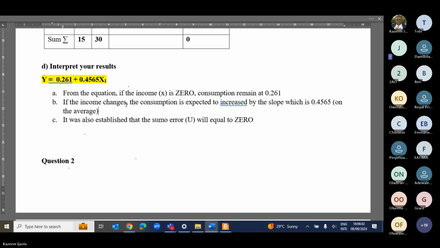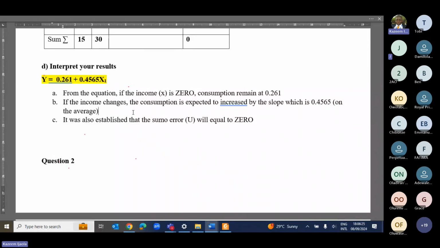0.261 indicates that if income is 0, the level of consumption will be 0.261. The slope coefficient 0.4565 indicates that if income increases by 1 naira, consumption will increase by 0.4565, or approximately 46 kobo.